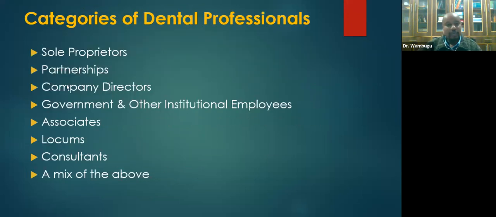Now, I have explained we have different categories of professionals in this forum. So we have people who run their own businesses as sole proprietors. We have people who are in partnerships, who have partnered with one other person. The people whose practices are companies. The people who are in government and employed by other institutions, like the university. The people who are associates, so they work in people's clinics as associates. The people who are locums, who probably work in 1 or 2 practices. And we also have consultants who probably go to different hospitals doing surgeries and all that. And then we have a mix of the above. So somebody is a sole proprietor, and at the same time they're employed.